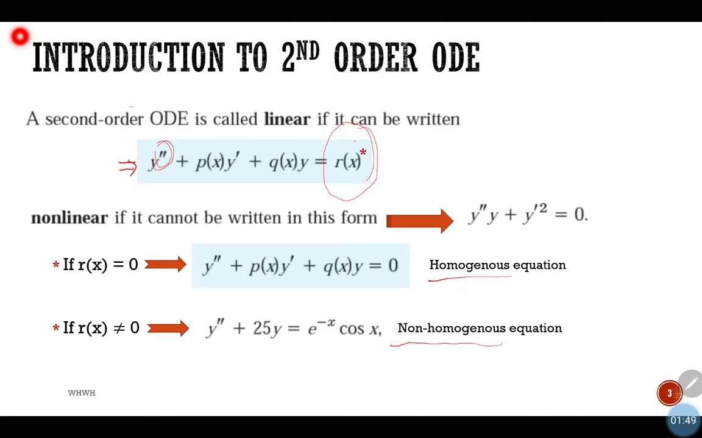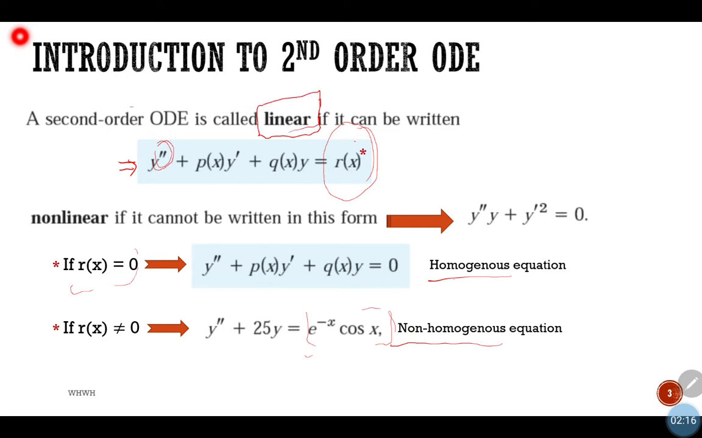If r(x) equals zero, then we have a homogeneous equation. If r(x) does not equal zero, meaning there is a function, for this example, let's say the function is e to the power of minus x cos x, just for example, then it becomes a non-homogeneous equation.